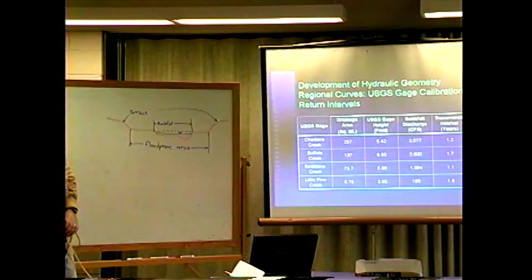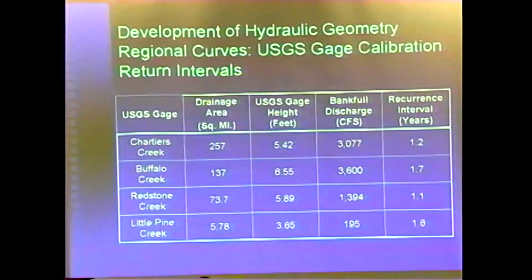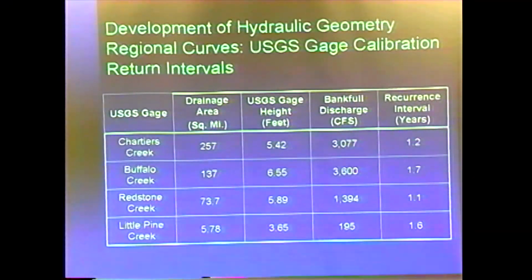As a part of the assessment, we went to the gauge stations on neighboring watersheds. Chartiers Creek, it was down in the Carnegie area, and we did cross sections there and compared it to the gauge height and determined the bankful discharge and came up with a reoccurrence interval. And I discussed earlier that typically that reoccurrence interval at bankful is below 2 years, but for the most part it's closer to 1. And Chartiers Creek, it's every 1.2 years, Buffalo Creek 1.7, and so on and so forth.